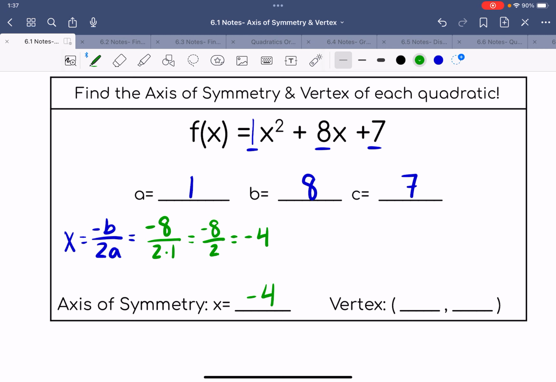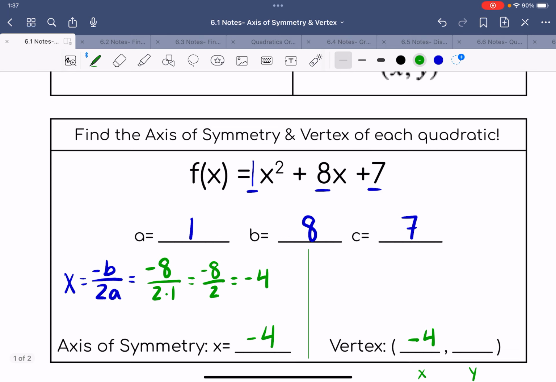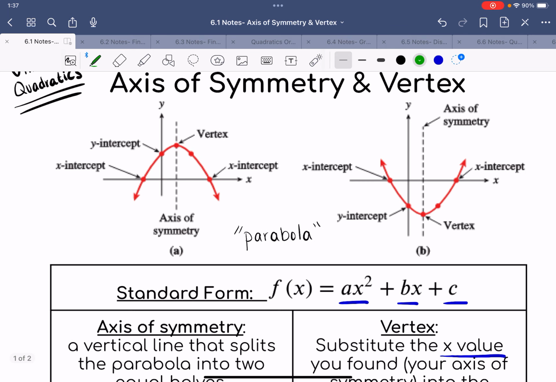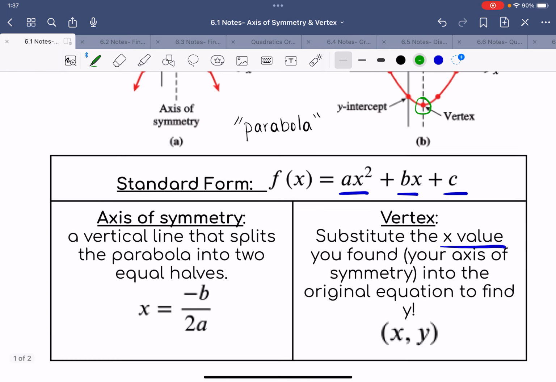From there, we can now find our vertex. For our vertex, we already know half of our answer. This is an ordered pair x comma y. We already know that the x value of our vertex is -4. If I slide back up here to the graph, since our vertex is always on our axis of symmetry, the x value is always the same x value that our axis of symmetry is.